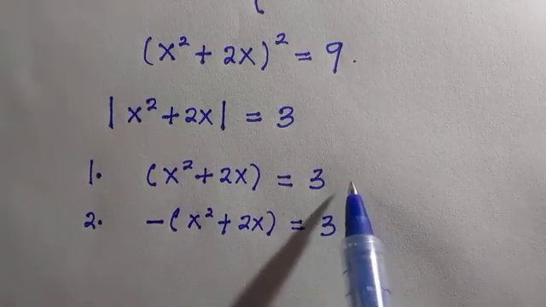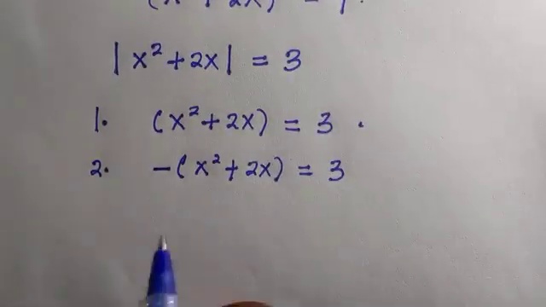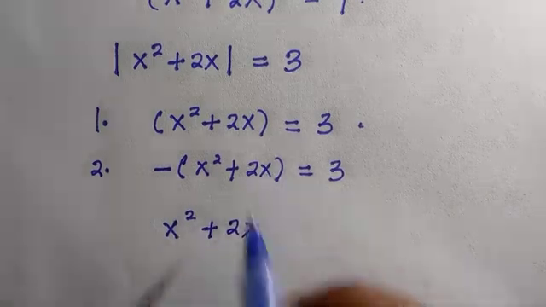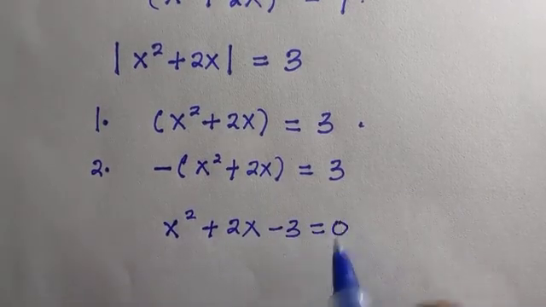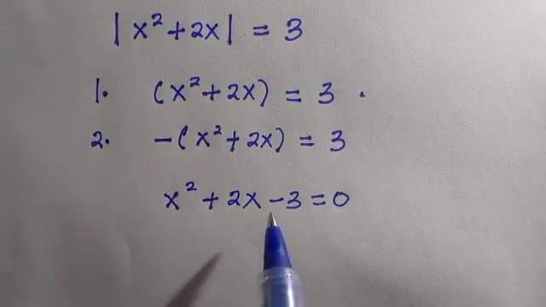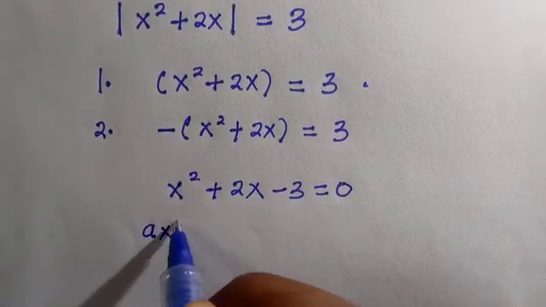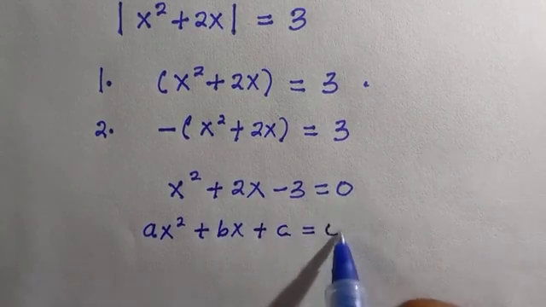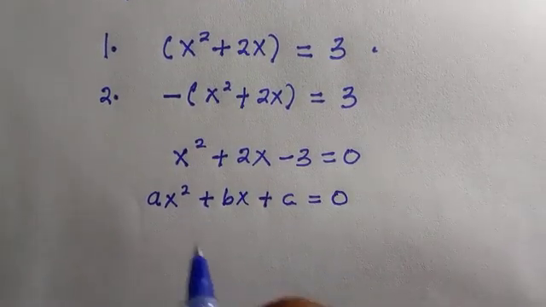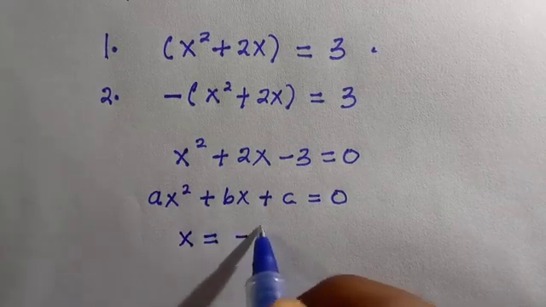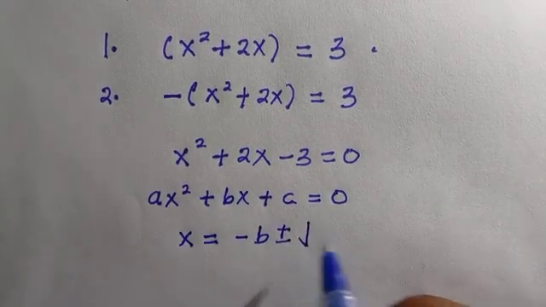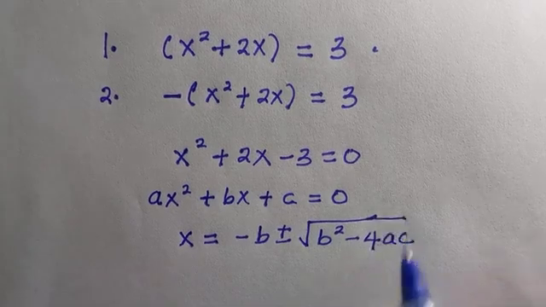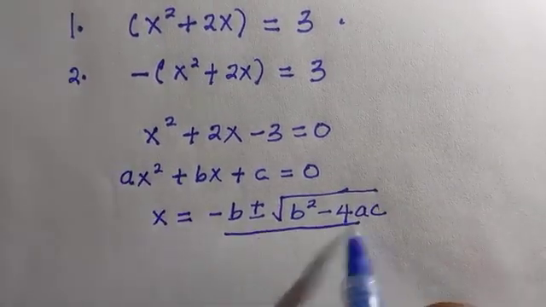So for the first one, we have x raised to the power of 2 plus 2x. If we transfer negative 3 here, we have equals 0. Looking at this and comparing it with the standard quadratic equation ax squared plus bx plus c equals 0, the value of a is the coefficient of x squared, which is 1, b is 2, and c is minus 3. Following the quadratic formula, which is minus b plus or minus the square root of b squared minus 4ac, divided by 2a.